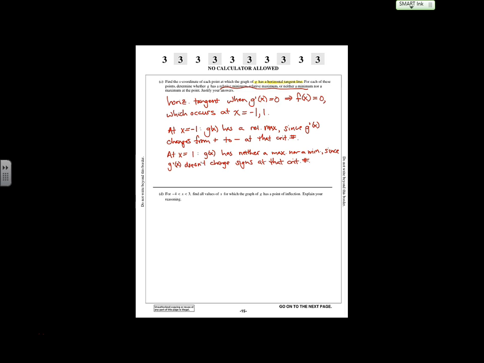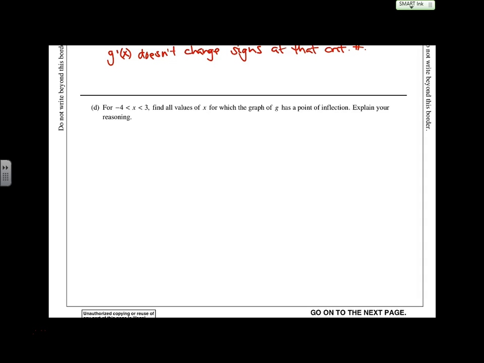Alright, we're on the last one for number 3. Find all values of x for which, guys, don't even look at the graph yet, G has a point of inflection. Use your knowledge. Say G has points of inflection when the second derivative changes sign, when G double prime, which we already said is F prime, changes sign.